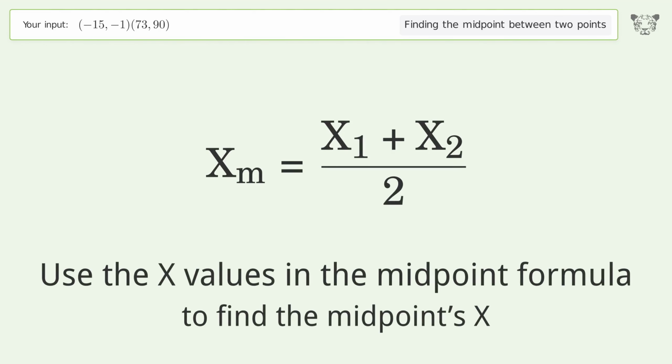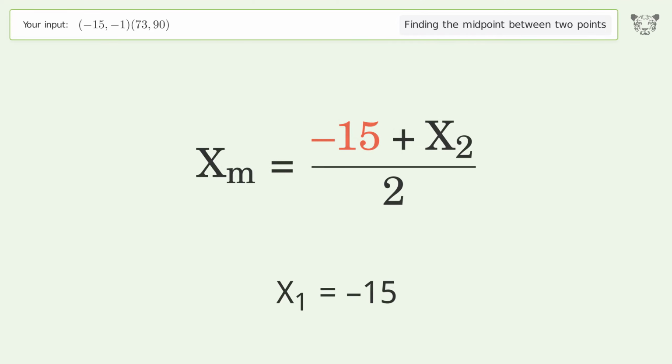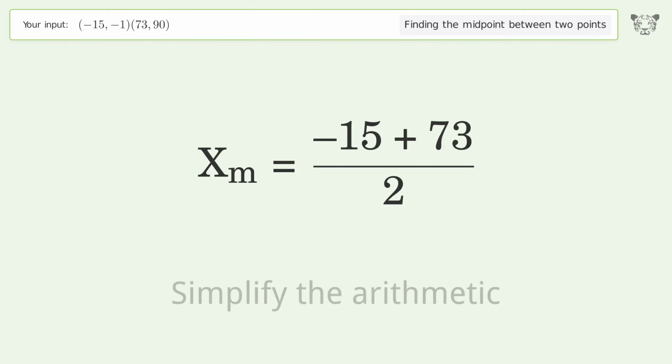Use the x values in the midpoint formula to find the midpoint's x. x1 equals -15. x2 equals 73. Simplify the arithmetic.